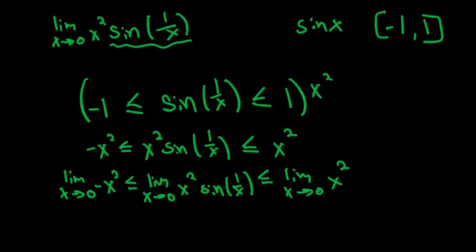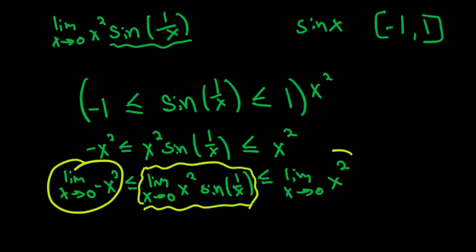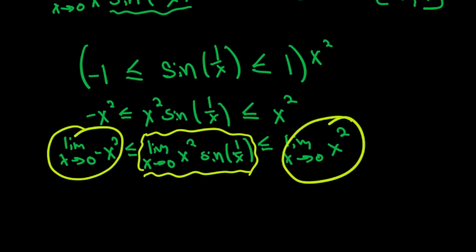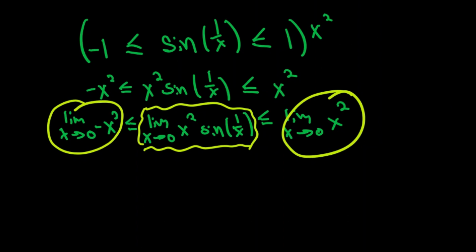So then, although we don't know what this limit is, we can find the limit of these outer functions and then apply the limit definition to find what this truly equals. We know that the limit as x approaches 0 of x squared is just 0. We can just substitute 0 into x squared. It will be 0, and negative times 0 is just going to be 0. So we know that the limit as x approaches 0 of -x squared equals 0.